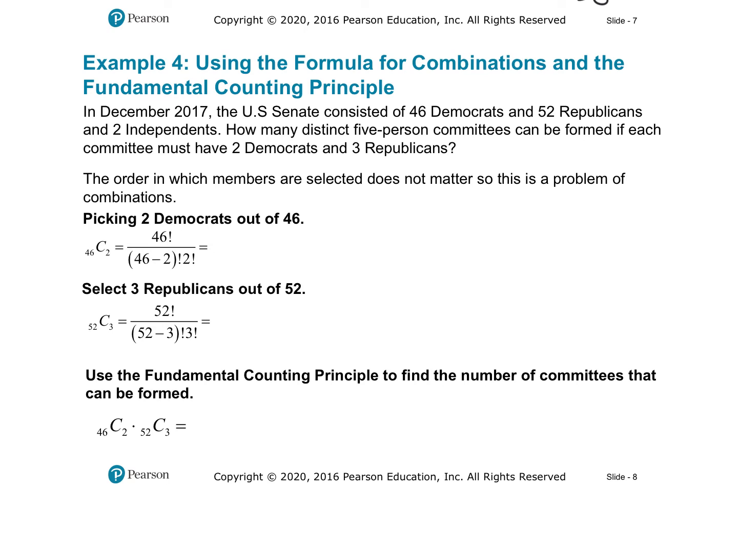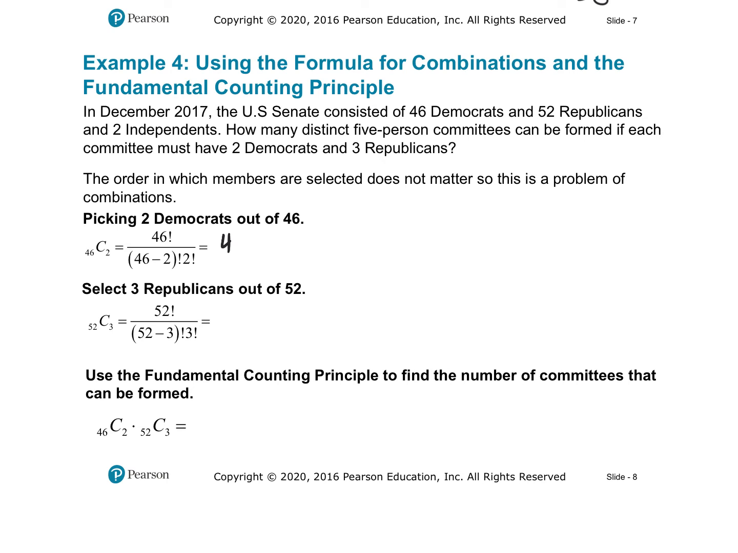All right, next it says in 2017, the U.S. Senate consisted of 46 Democrats, 52 Republicans, and 2 independents. How many distinct 5-person committees can be formed if each committee must have 2 Democrats and 3 Republicans? First we need to find out how many ways of picking 2 Democrats out of 46. That's 46 factorial over 46 minus 2 factorial times 2 factorial.